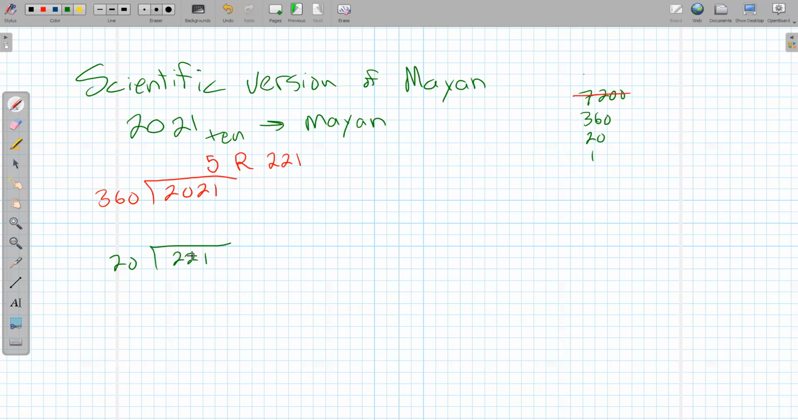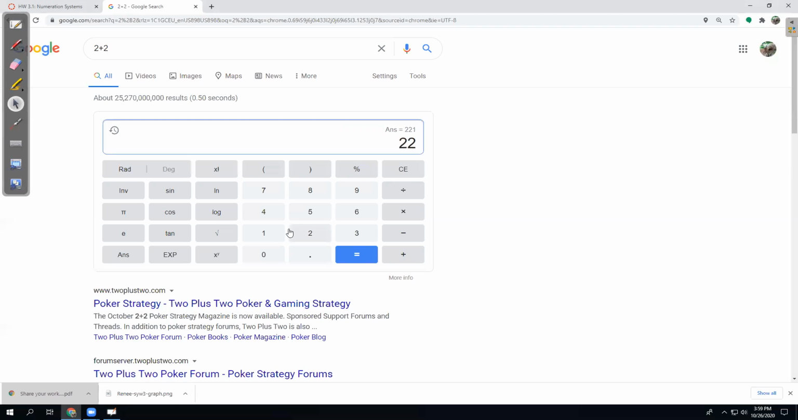So let's see, 20 goes into 22. I could probably do this without a calculator. Once, with 2 left over. 20 goes into 21 once, remainder 1. Checking that on a calculator, 221 divided by 20 goes in 11 times with that decimal remainder. To figure out the whole number remainder, take away the whole number and then multiply by the divisor. So there's my 1 left over.